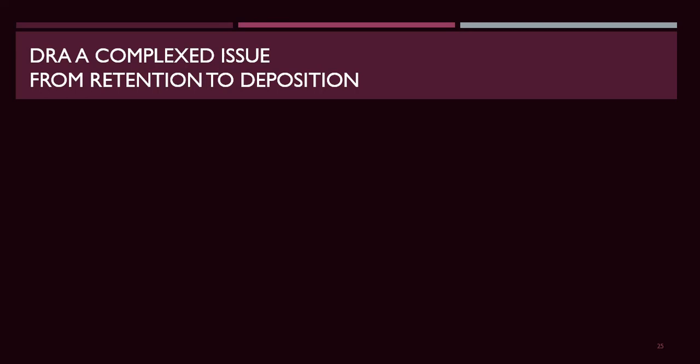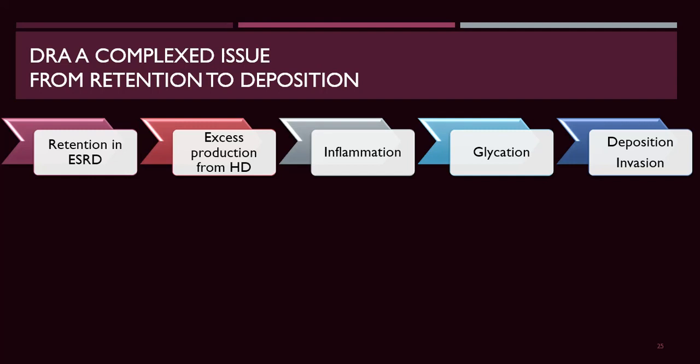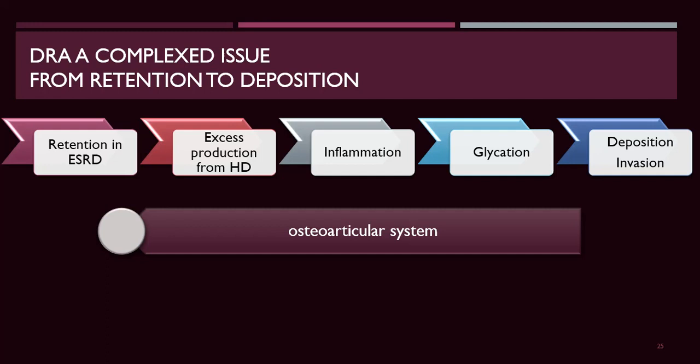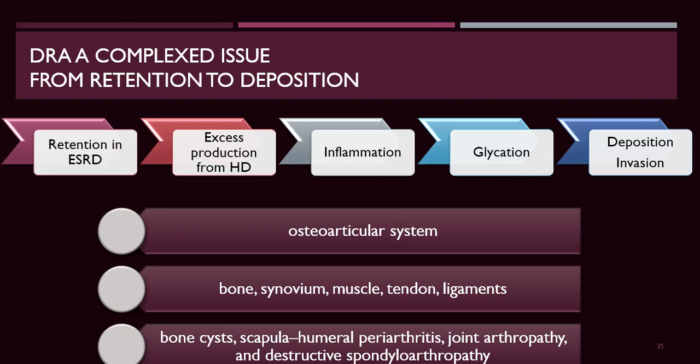The complex issue from retention to deposition: retention in end-stage renal disease, excess production during hemodialysis from impurities of dialysate and inflammation, glycations, deposition, and invasion. These are the four steps of the dialysis-related amyloidosis complexity issue. The affinity is to the osteoarticular system: bone, synovium, muscle, tendons, ligaments, bone cyst, scapulohumeral periarthritis, joint arthropathy, and destructive spondyloarthropathy.